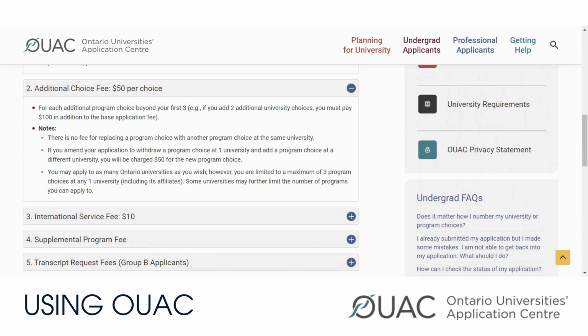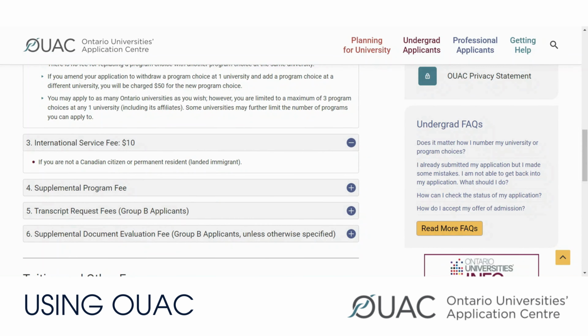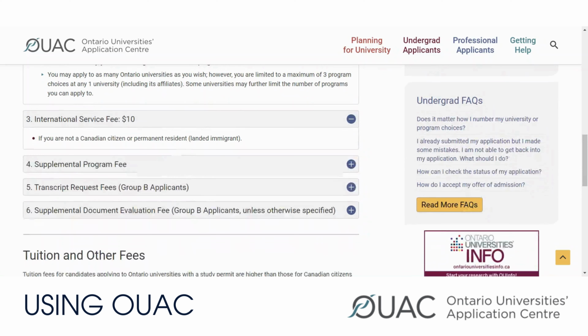So again, this is without all of those finicky rules about extra program fees, but that's just the base standard. I know I ended up paying around, or the total was around $350 because I did around 7 programs. So make sure to check before you add on all of those extra choices because each one does cost $50. If you are coming from outside of Canada, you will be required to pay an additional $10. That is just an international service fee.